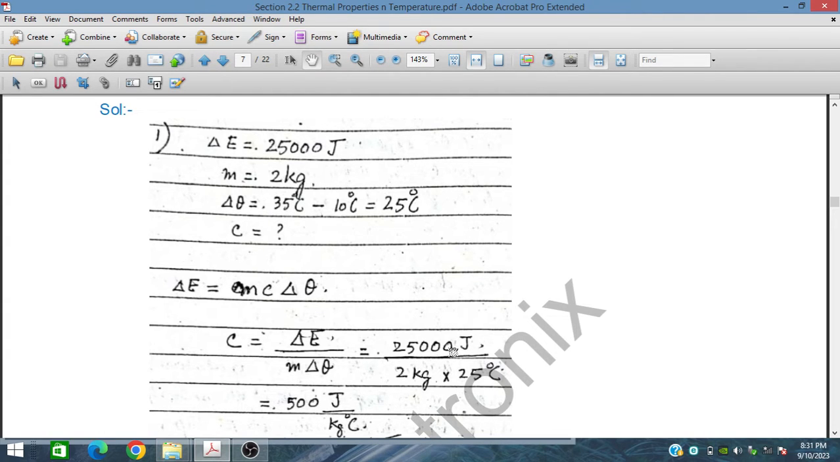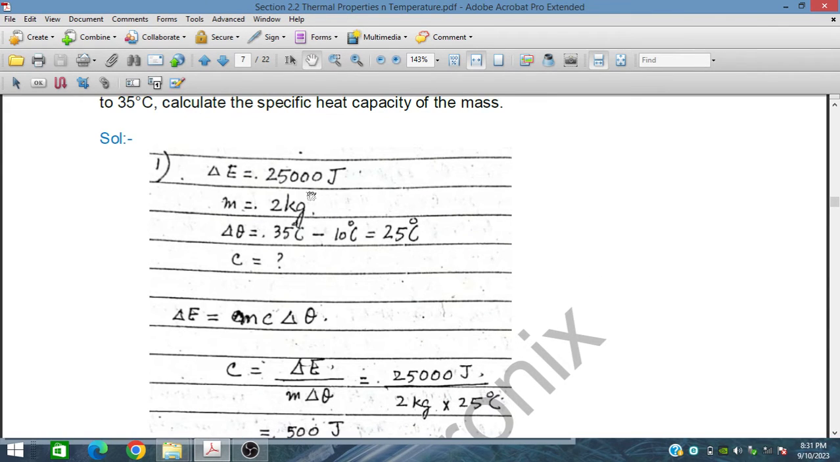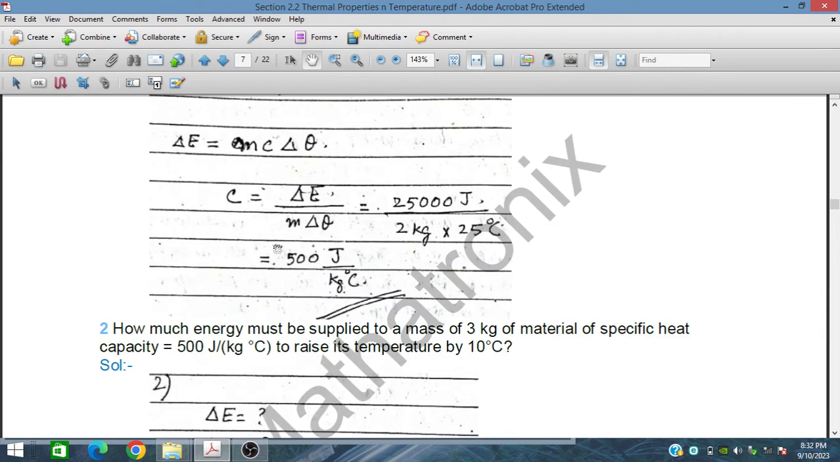So this is 25,000 joules, and mass is 2 kg, and the temperature rise is 25 Celsius. On manipulation, we have obtained 500 joules per kilogram per Celsius. This is the specific heat capacity of the mass.